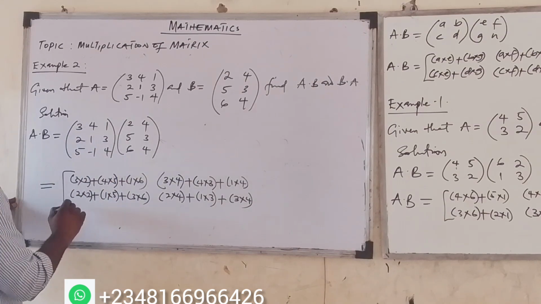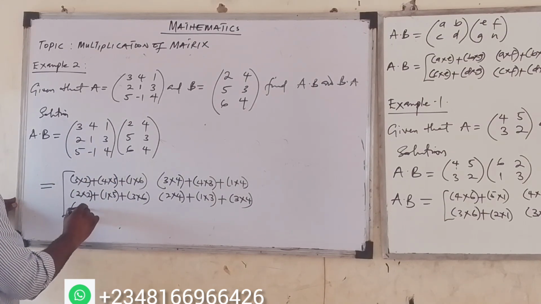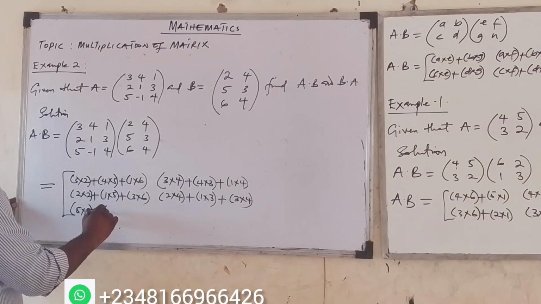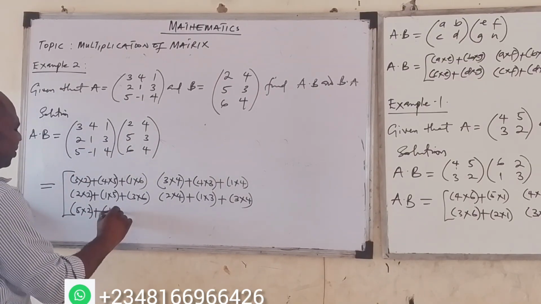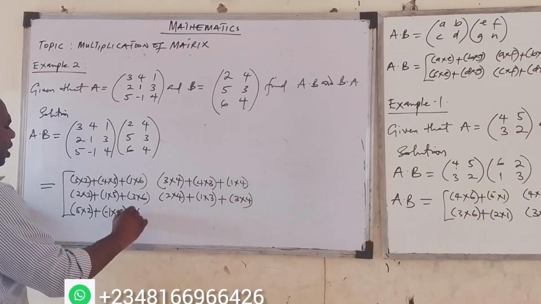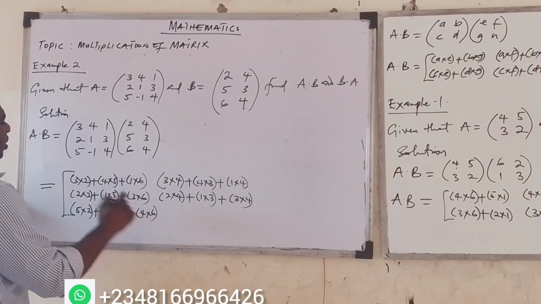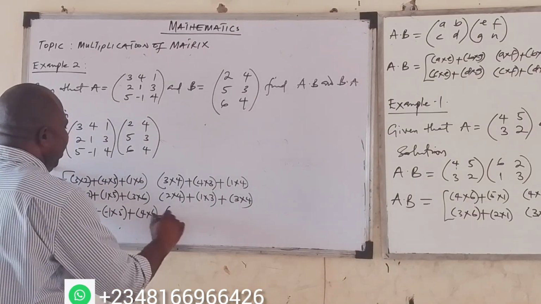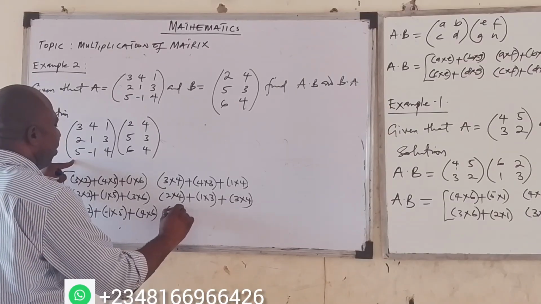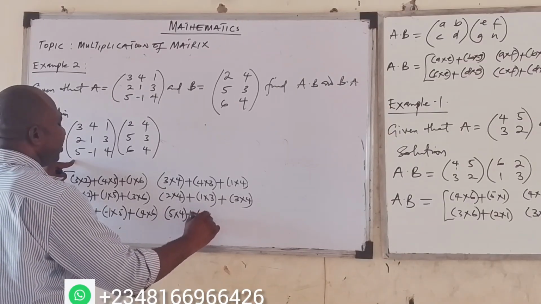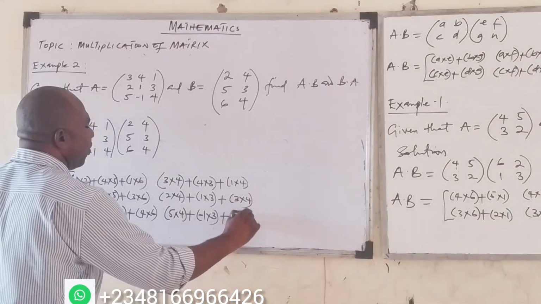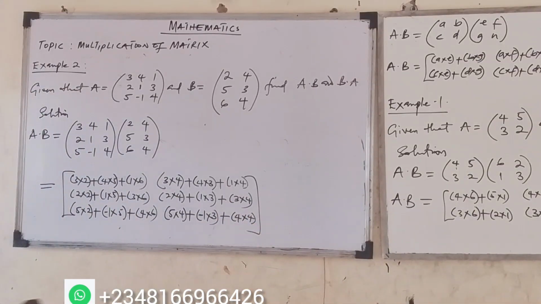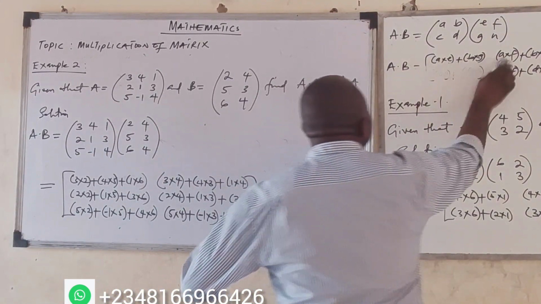So now we are here. This by this, we have 5 times 2 plus minus 1 times 5, plus 4 times 6. Then this one will be 5 times 4 plus minus 1 times 3, plus 4 times 4. Yes, the whole of this. So now let's see A dot B.